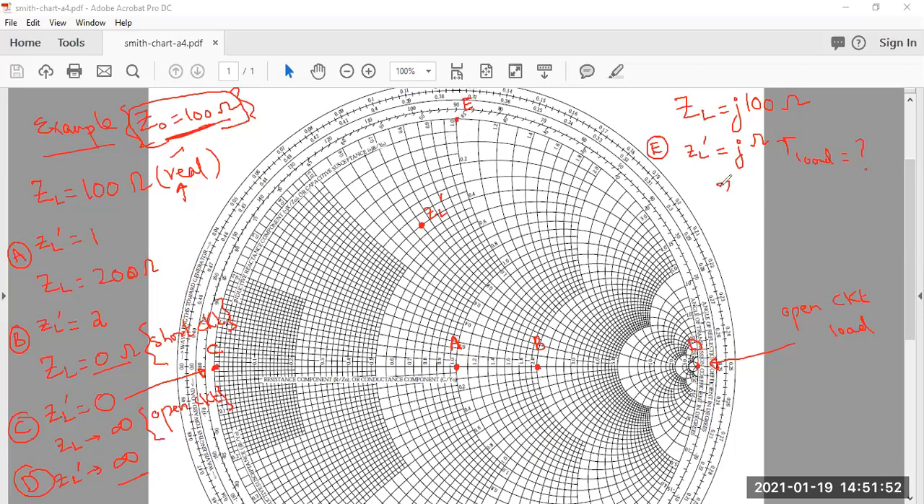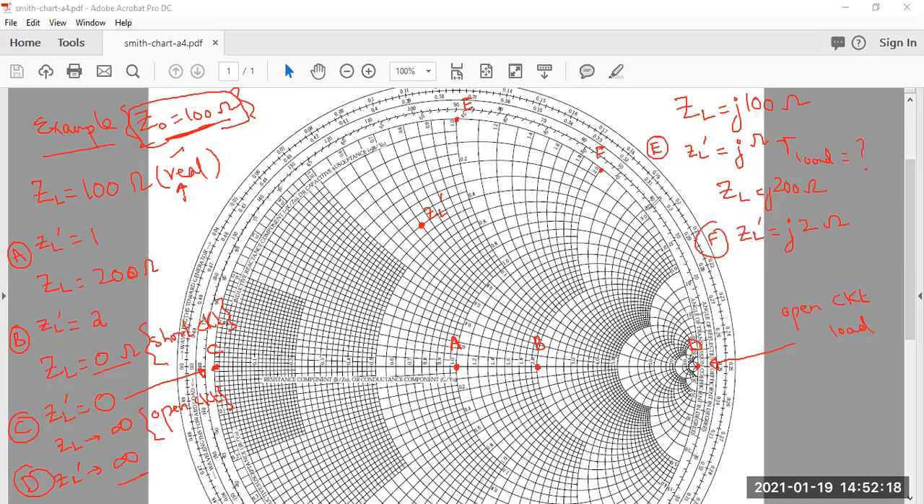Similarly, consider another example. ZL equal to j200 ohm. So ZL dash will become j2 ohm. And let me call this example F. So where is this value? This value is right at this point. This is point F.